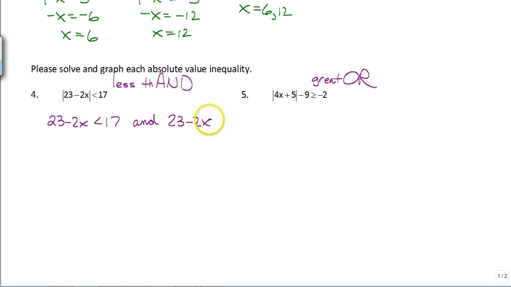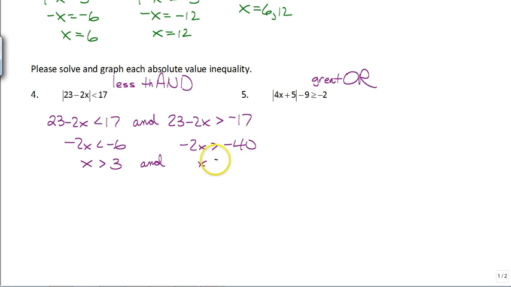23 minus 2x is switch the direction of your sign and make it negative, greater than negative 17. And now you just solve each of them. So we have our negative 2x is less than negative 6, so x is greater than 3. Remember to change the direction of your sign again when you divide by a negative. And this is going to be a negative 2x is greater than a negative 40. So x is less than 20.